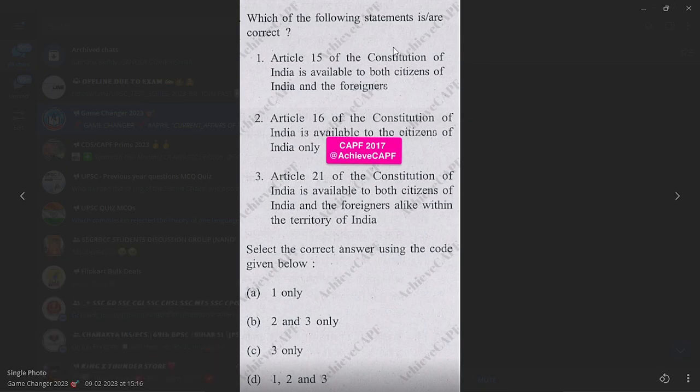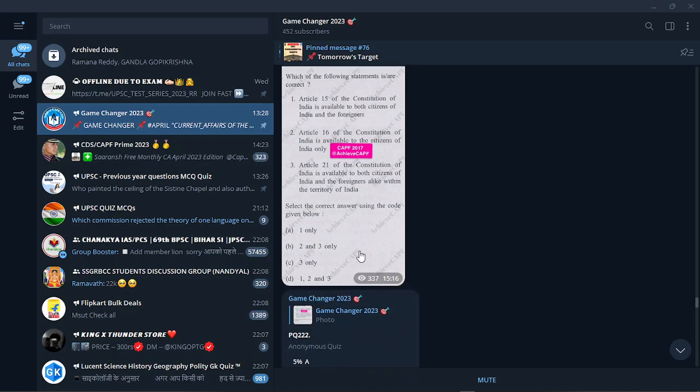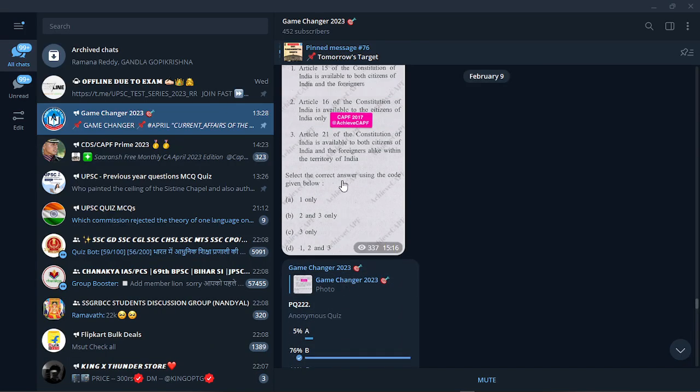Which of the following statements are correct? Article 15 of the Constitution of India is available to both the citizens of India and the foreigners. Article 16 of the Constitution is available to citizens of India only. Article 21 of the Constitution of India is available to both the citizens of India and foreigners alike within the territory of India. C. Only 3. B answer. 2 and 3.